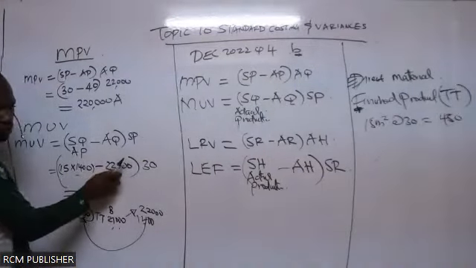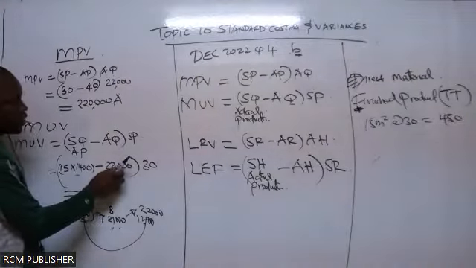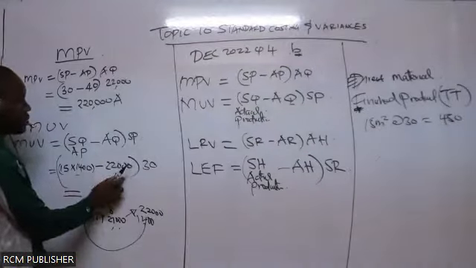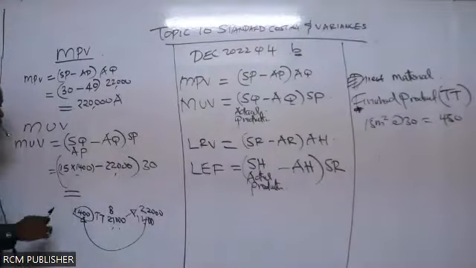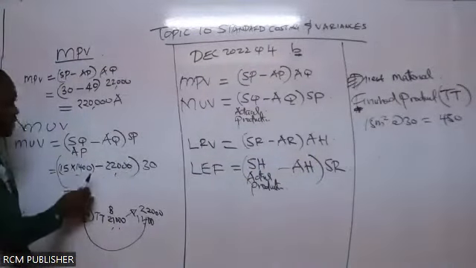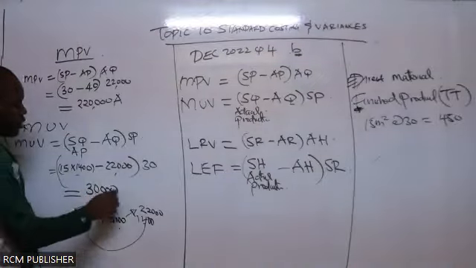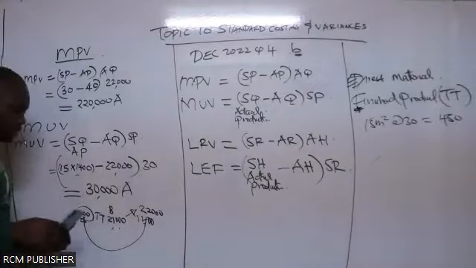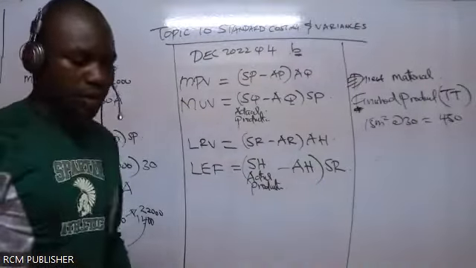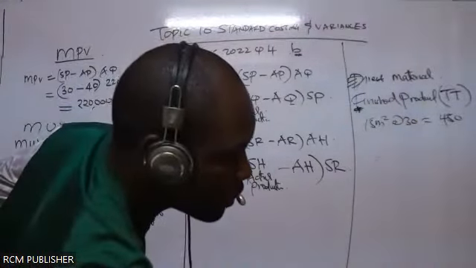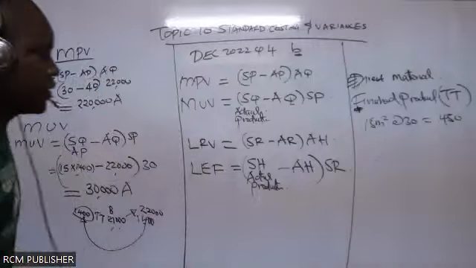21,000 minus 22,000, what do we have? You're going to have 1,000. 1,000 by 30, what do we get here? And I know very well it is adverse. It is adverse.